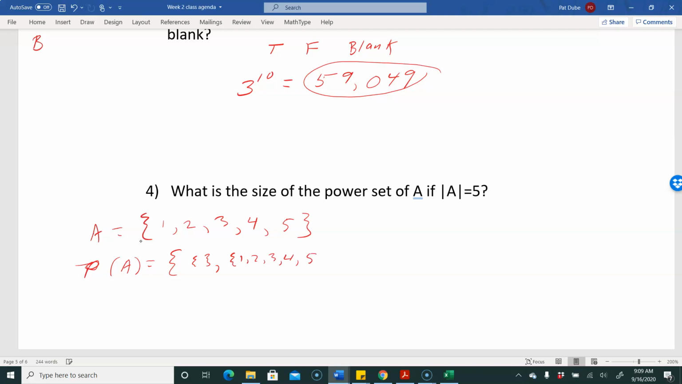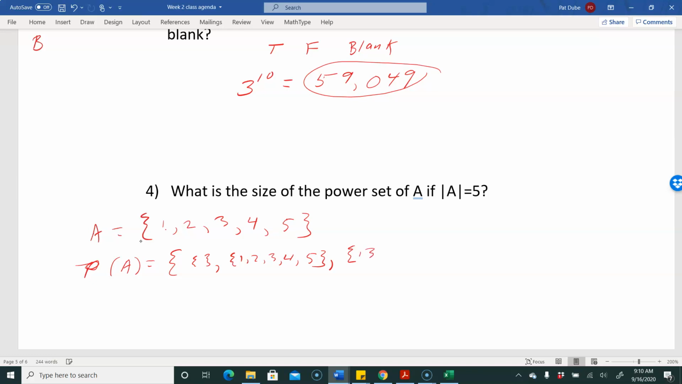So in each of these sets, each element is either in or out. The 1 is either in or out of the set. In the empty set, it's out. The 2 is out. The 3 is out. The 4 is out. The 5 is out. So each of these elements has two choices: they can be in the set, or they can be not in the subset. So I'm making a set of subsets. Each element of the power set is a set itself.